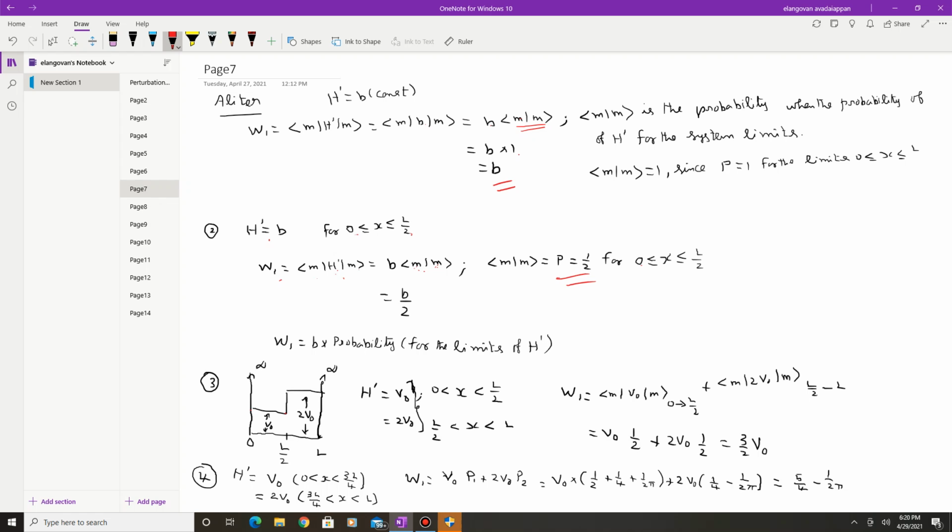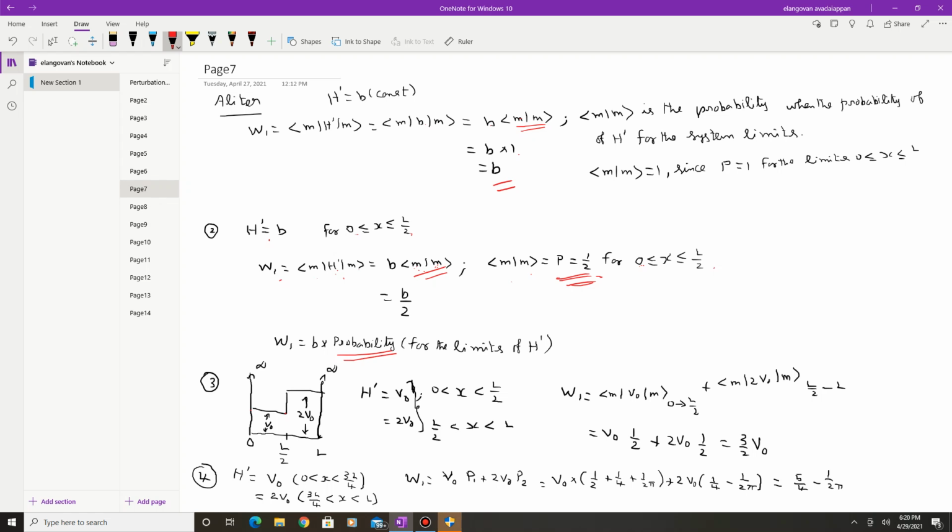When x lies between 0 to L by 2, the expectation value is found to be 1 by 2. You can calculate this value by using integration. Over the entire limit 0 to L it is 1, but between 0 to L by 2 the probability is only 1 by 2. So this value is found to be half, so B by 2. The first order correction is equal to the constant B into the probability.